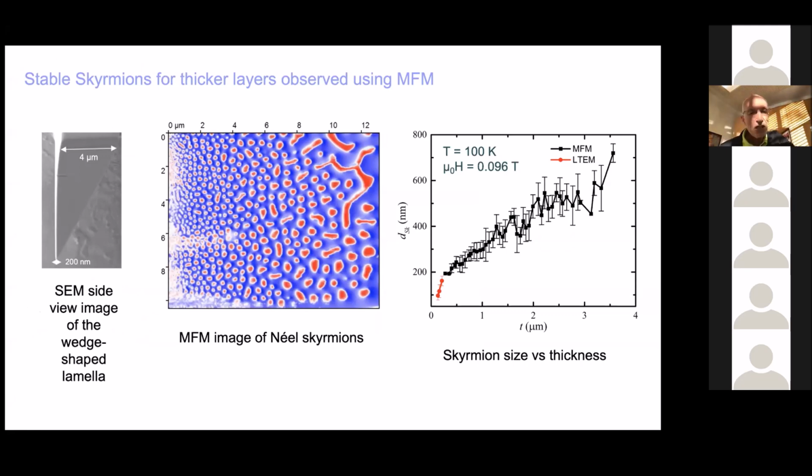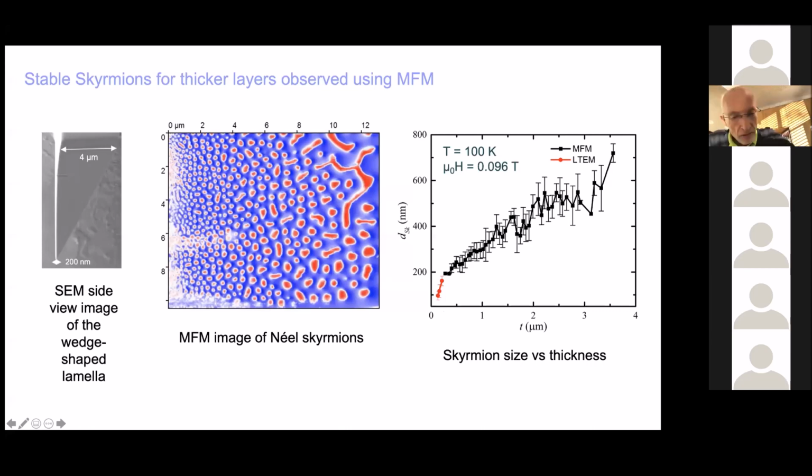And then what we find, again, by looking at the thickness dependencies, we can see that the size of these objects also increases with thickness. And this is summarized on the right-hand side. You see for very thin layers, they're below 100 nanometers. For 3 micron thick layers, they're about 500 nanometers in size.